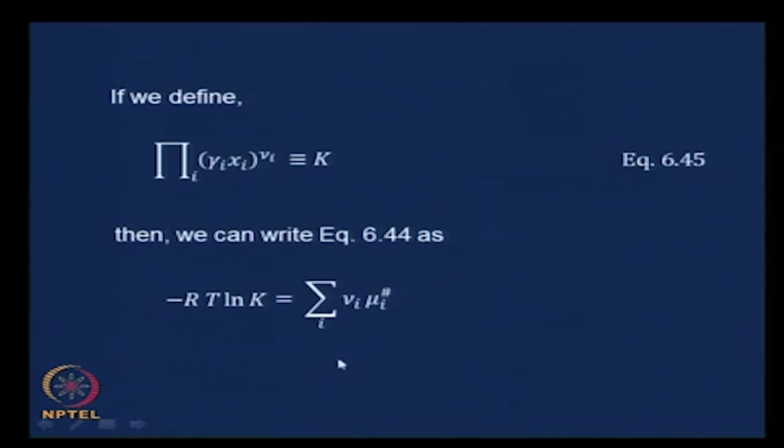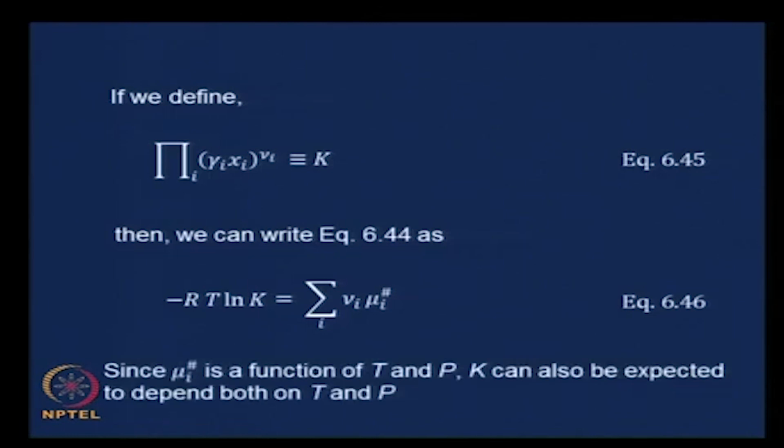Now are you able to see the similarity between this expression 646 and minus RT ln Kp equals the sum over i of nu i mu i naught? There it was mu i naught, a function only of temperature, but here mu i hash is a function of both temperature and pressure, so you expect the equilibrium constant here also to be a function of both temperature and pressure. Since mu i hash is a function of temperature and pressure, k can also be expected to depend on both.